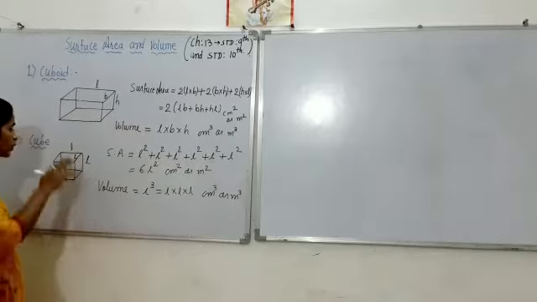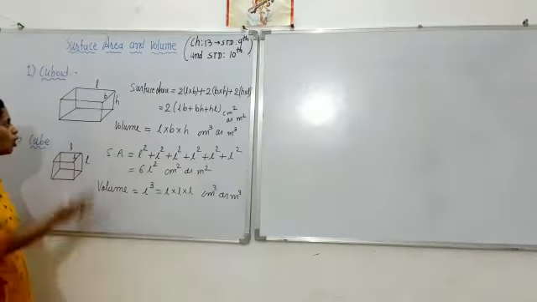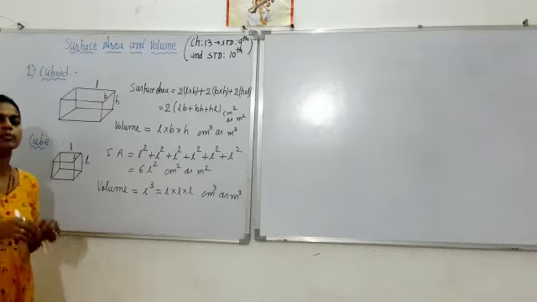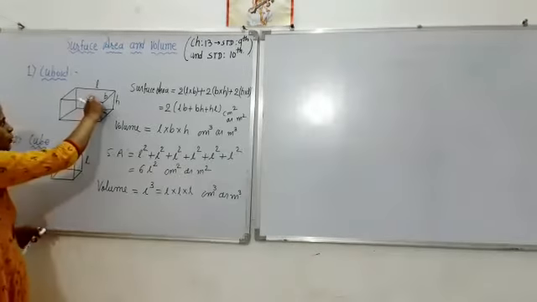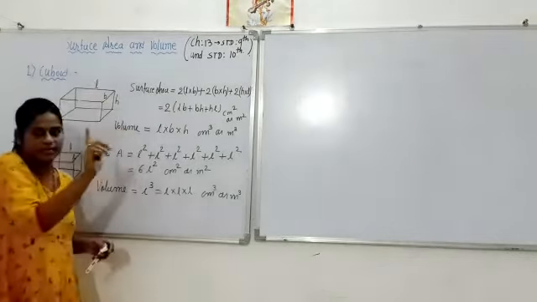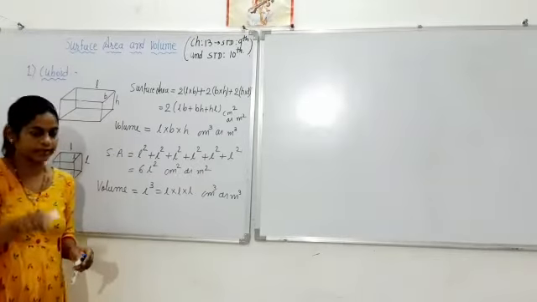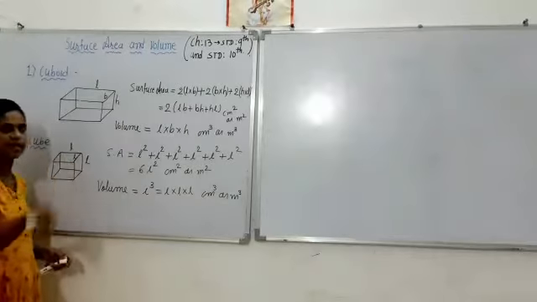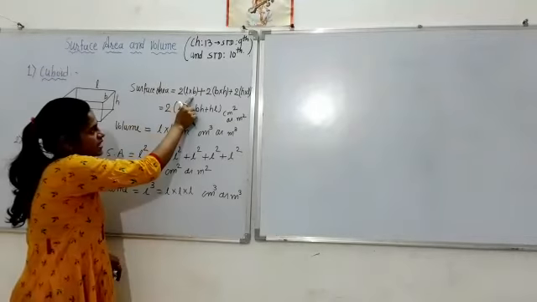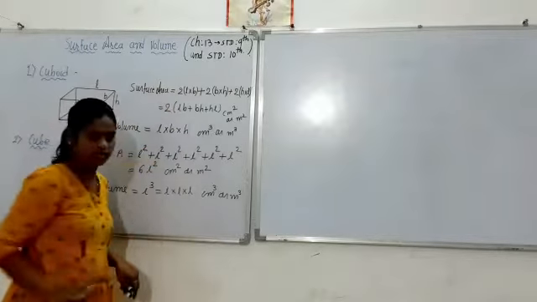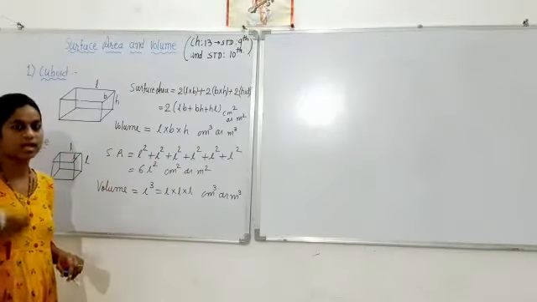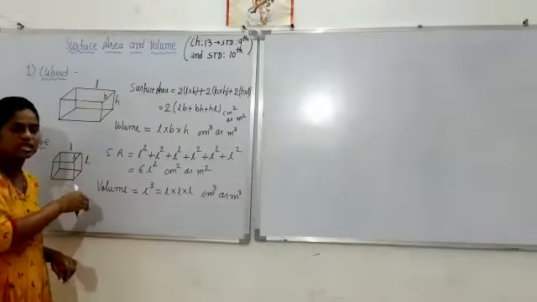Whenever your cube or cuboid is open, whatever side is open, you should deduct it. Suppose this is open from the top, so for the cuboid you deduct L into B 1 time. In the same way for the cube, 1 L square is deducted, so here it is 5 L square. And for the cuboid, it is 1 time LB, then 2 times BH and 2 times HL. So whenever your question gives an open box, open cuboid or open cube, you do it this way.